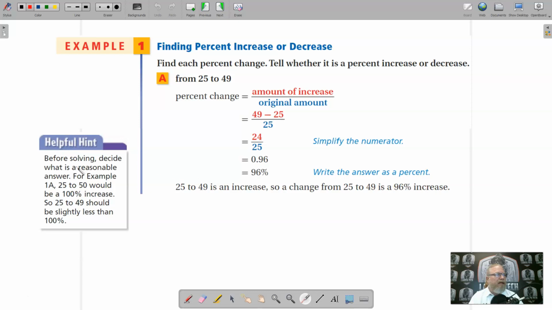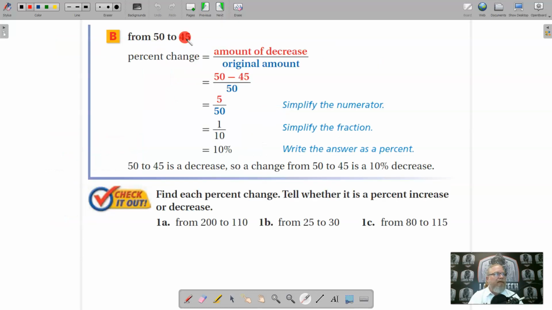And this does make sense. Our helpful hint here: before solving, describe what a reasonable answer is. For example 1A, 25 to 50 would be a 100% increase. If you were to double it, it's a 100% increase. So 25 to 49 should be slightly less than 100%. And indeed, we see that 96 is slightly less than 100%. So 96% definitely makes sense.